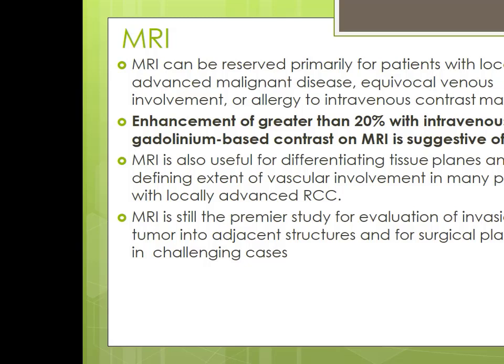MRI, as we all know, is very good in delineating the soft tissue anatomy, so it is very helpful in differentiating tissue planes and for defining the extent of vascular involvement in many patients with locally advanced RCC. MRI is still a very important study in challenging cases and helps with surgical planning by assessing the anatomy of the tumor.